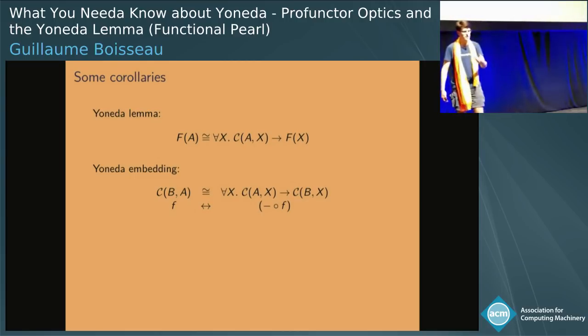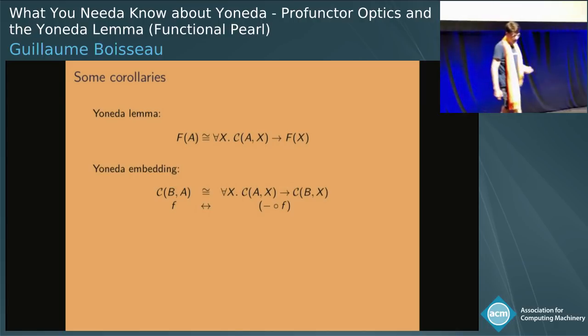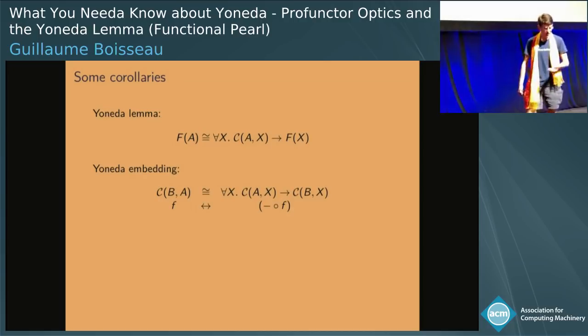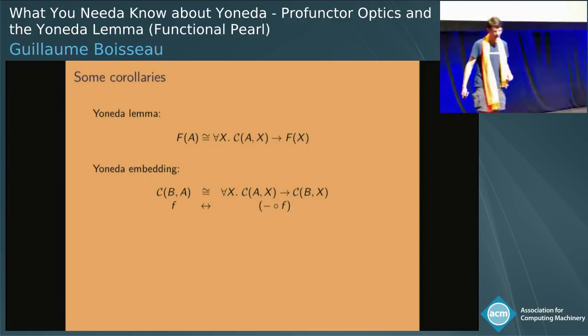You can see the isomorphism work. From left to right, it's pre-composition, and from right to left is applying to identity. And this embedding will be useful in a second.